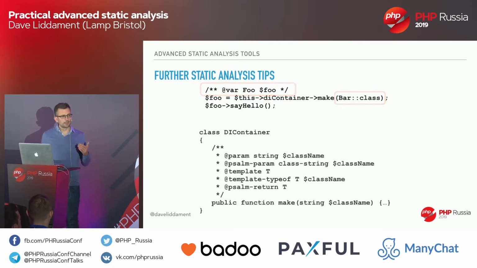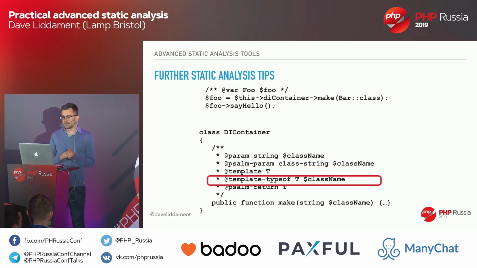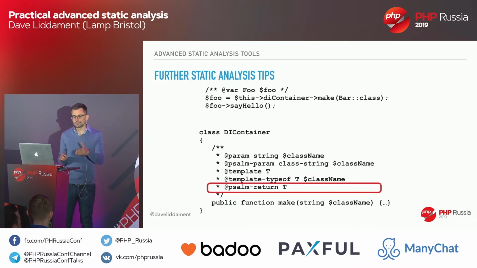And again, Psalm offers a way around this. So this is kind of an advanced generics concept. We can say we've got this @template T. So this means at the time we're writing this, we don't know what T is. But when Psalm does its analysis, it can say that T is whatever the type of class name that we put in. And then finally, we can say we are returning something of type T. So this is really powerful because that allows a lot more static analysis, and it protects us against all the issues I've shown you so far.